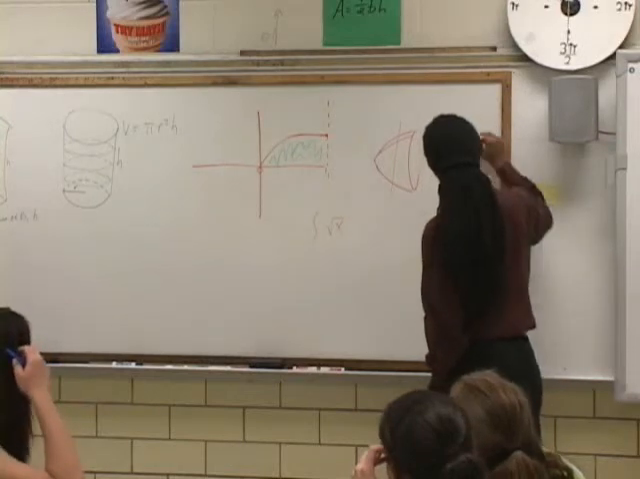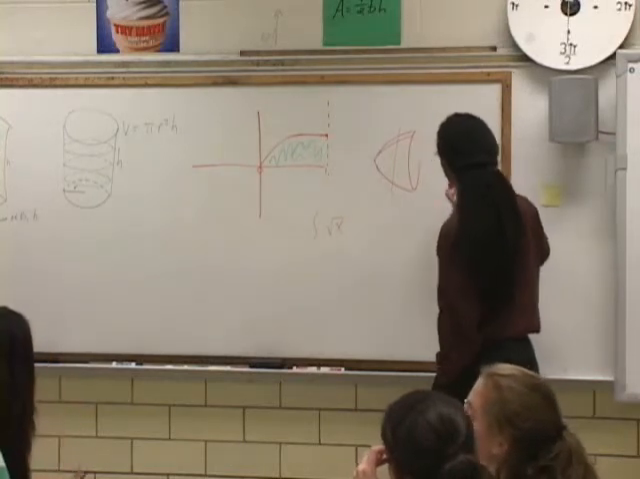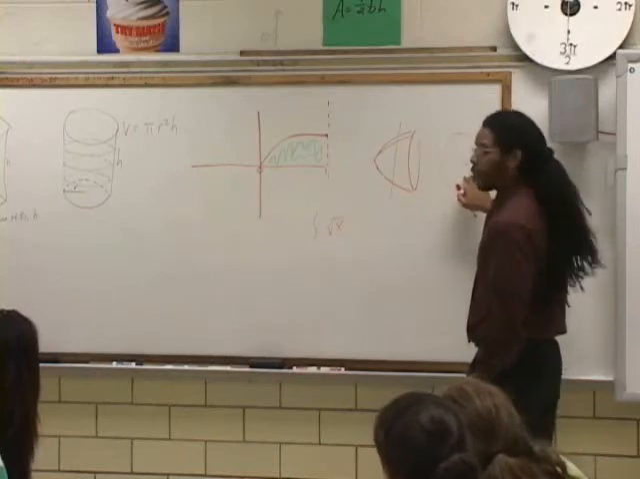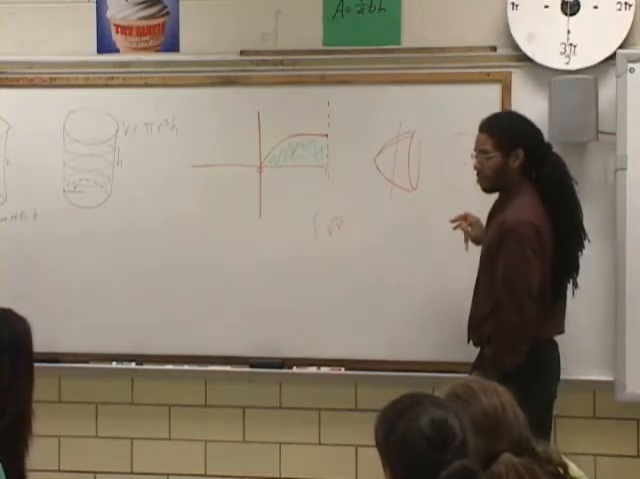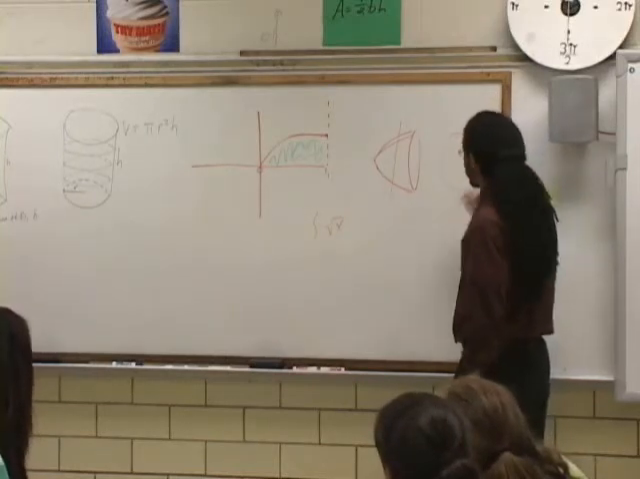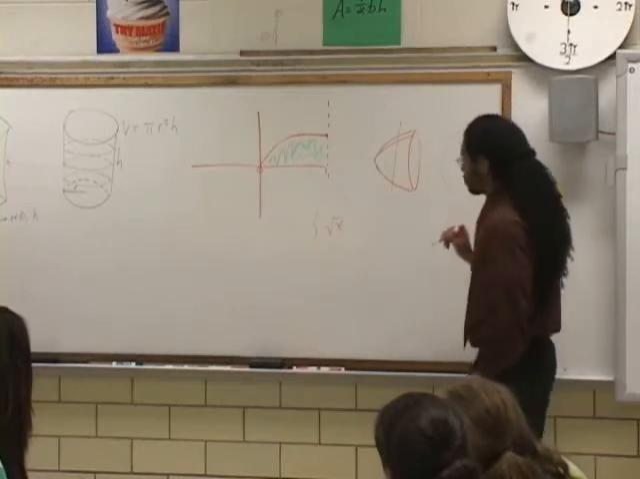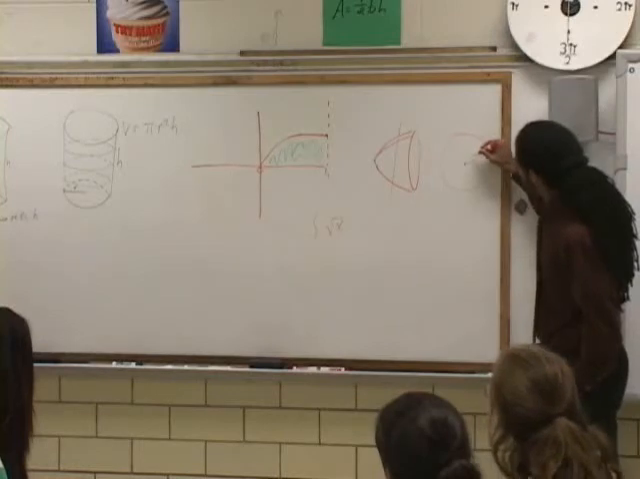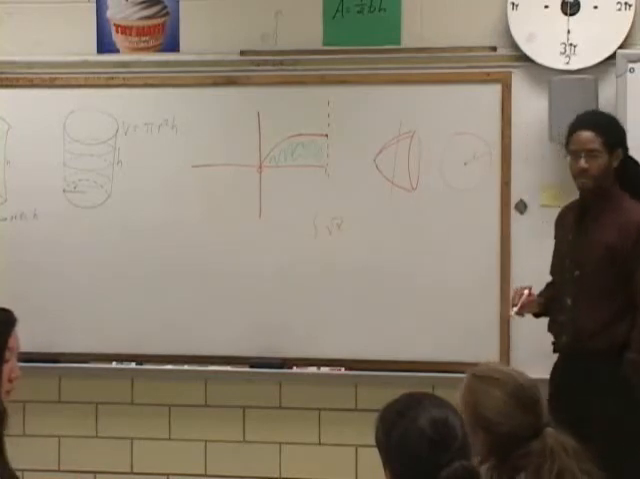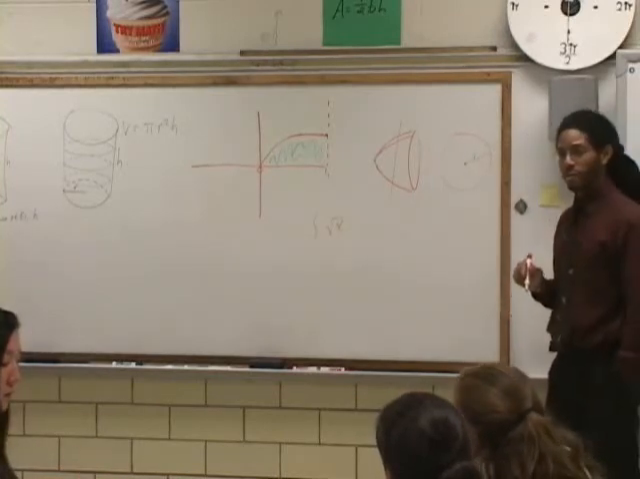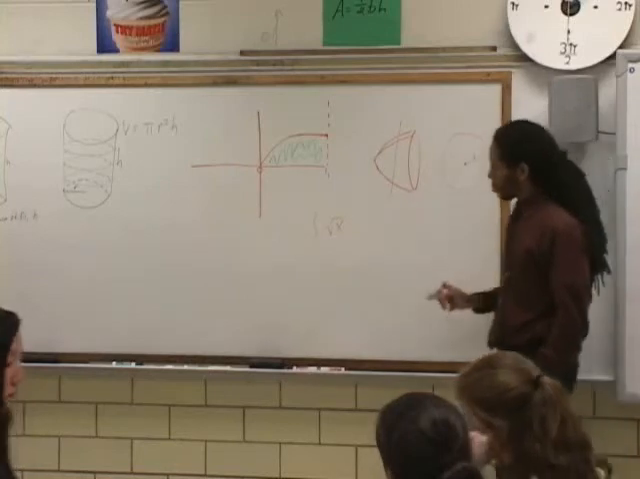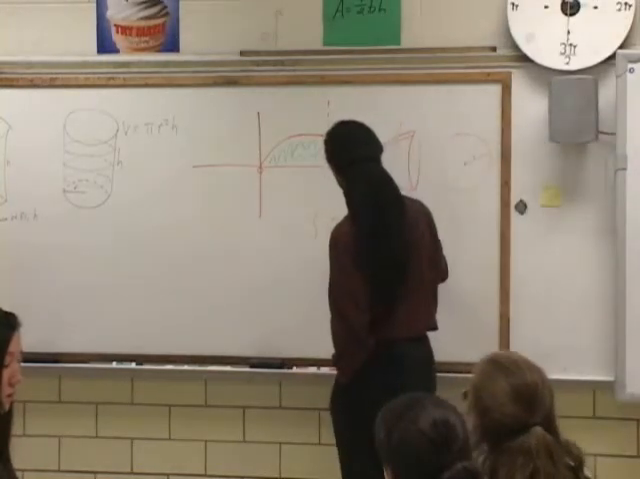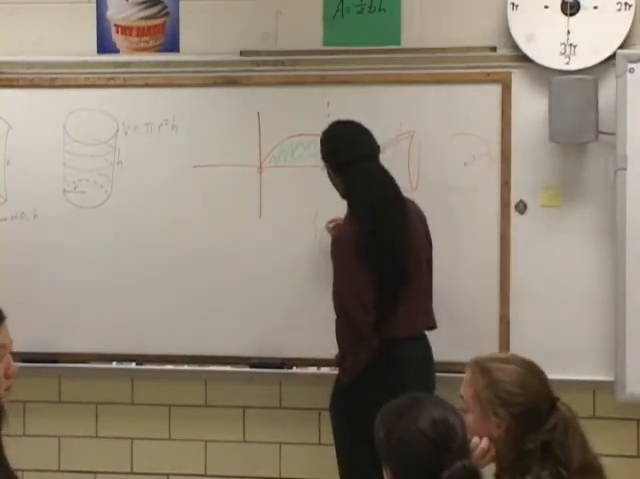So here's our slice. So volume is the sum of all of the areas of the slice. What's the area of the slice? It's pi R squared. What is our R? Square root of x is our R. Good job, Charles. So our area is pi r squared.